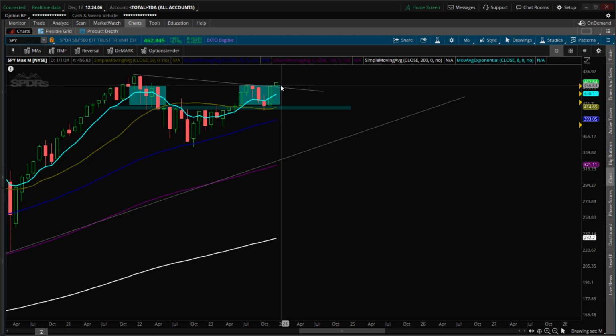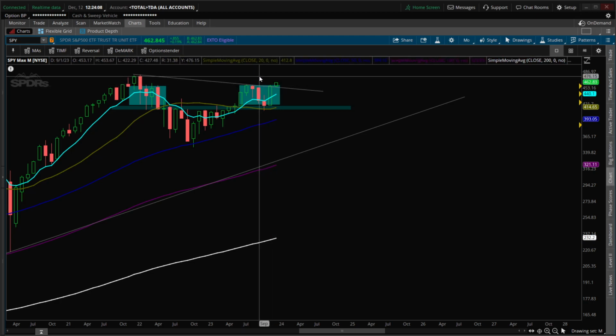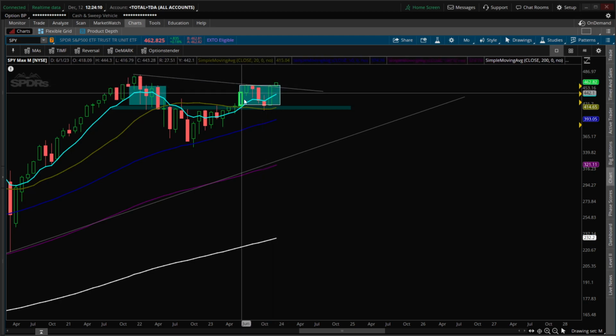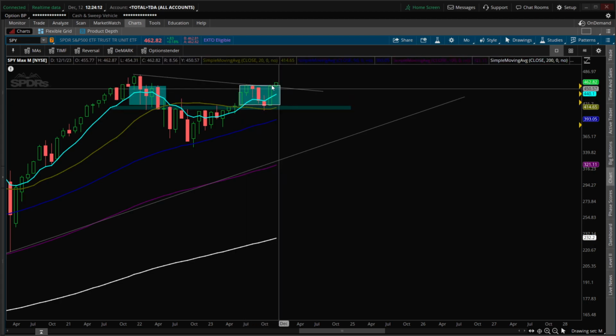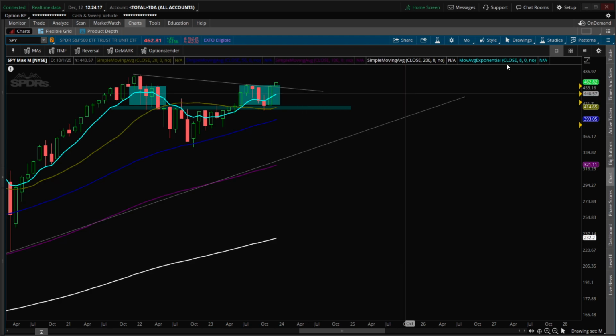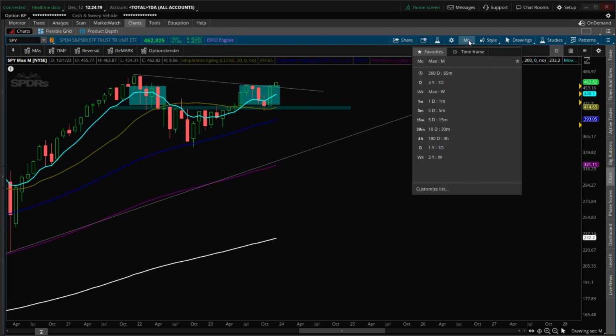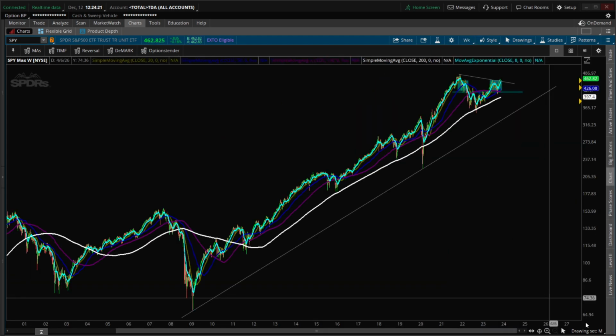That's where price is driven to go, to the all-time highs as the next point, as this is technically a breakout. Moving down to the weekly time frame.